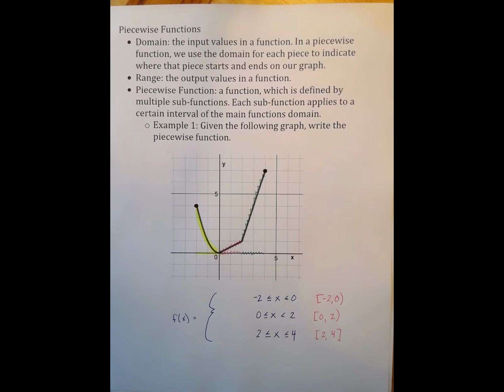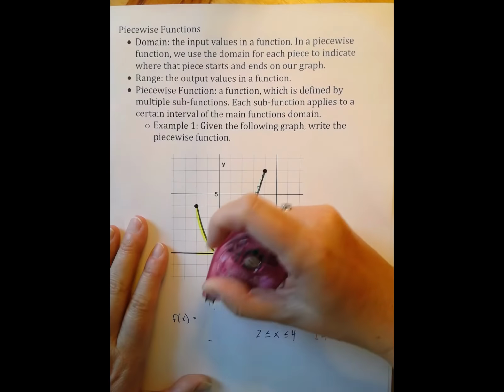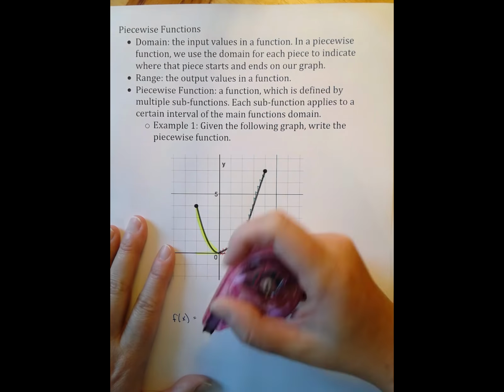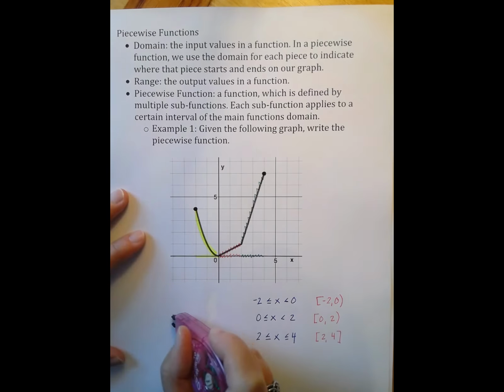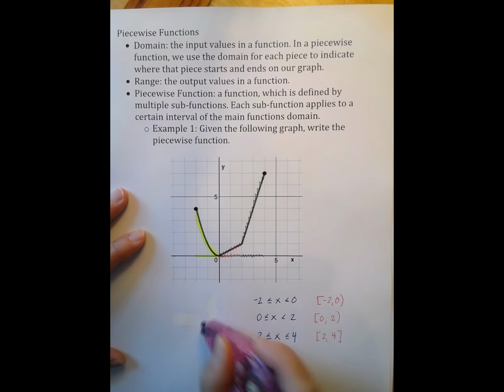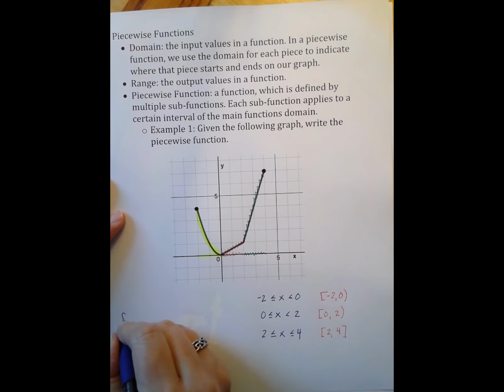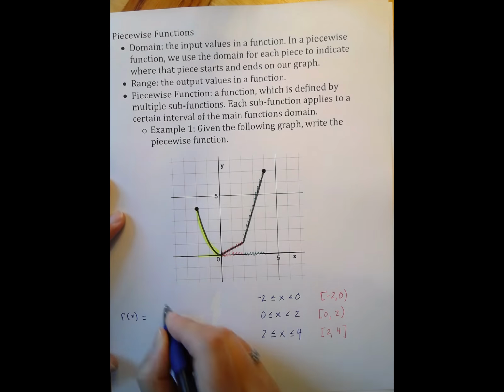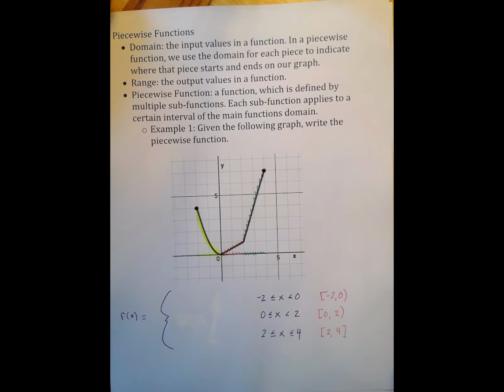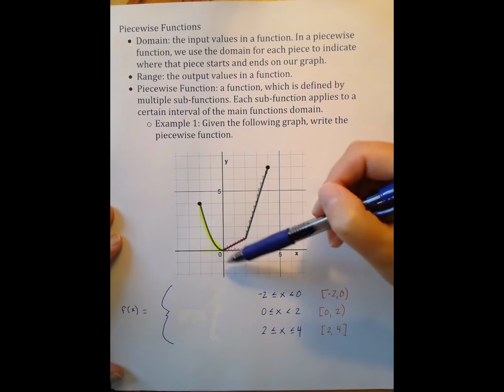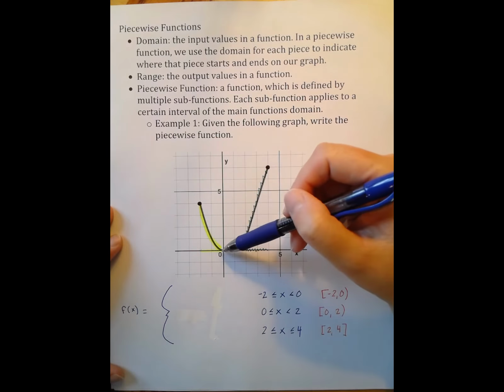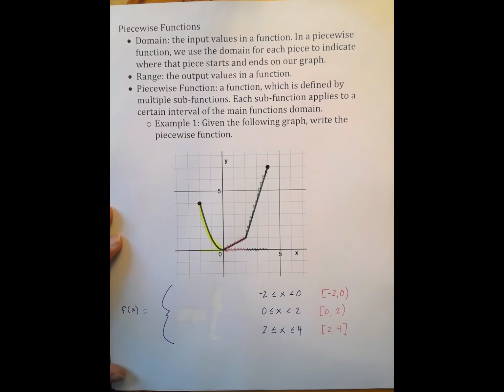Now comes the part where I have to write the actual functions. And I'm realizing that I probably need more room to write the function, so I apologize for the lack of space that I just created for you. Let's have this go all the way over here just to be nice and safe. So my first function goes through the points (-2, 4), (-1, 1), (0, 0). And so I recognize that as the x squared function, x squared.